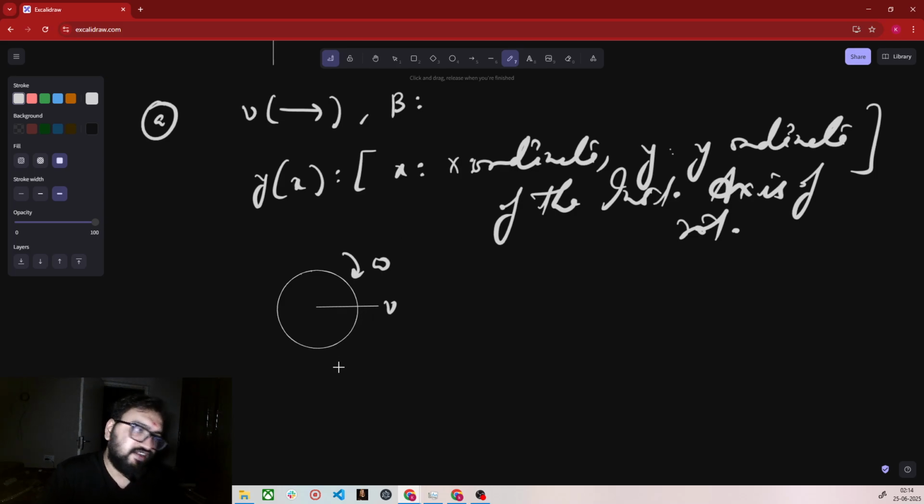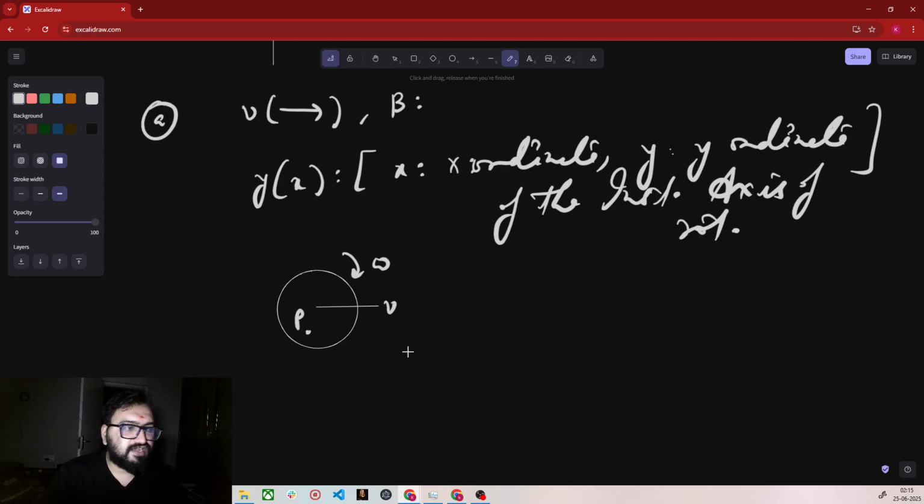Now, given this condition, I need to find out the velocity of any point on this plane for this rolling body. Let's say I'm considering this particular point, P. Any point on this rolling body will have two components. One would be the translational component and one would be the rotatory component.